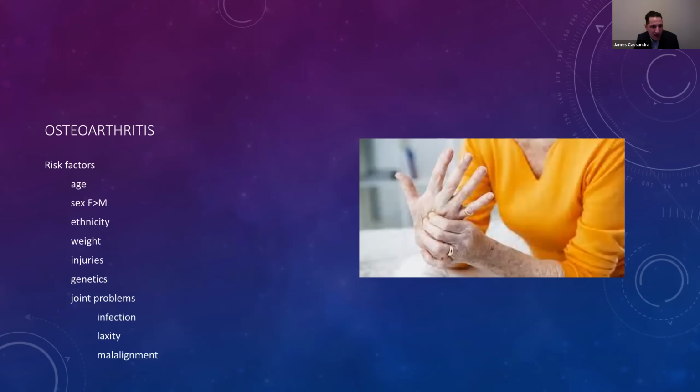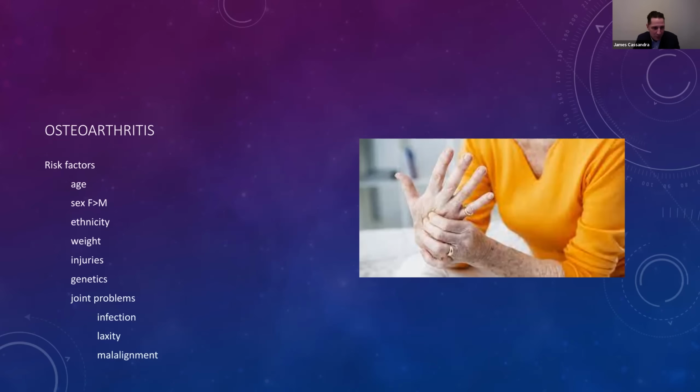Risk factors of osteoarthritis: age, more common in females, heavy individuals. It affects the lower extremities more. I don't think weight makes a big difference on the hands. Injuries can be a cause of arthritis, where we see post-traumatic arthritis.